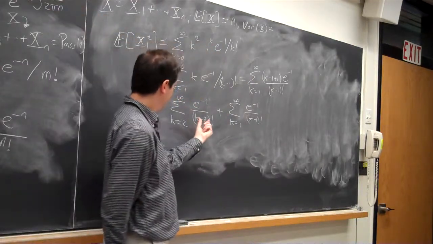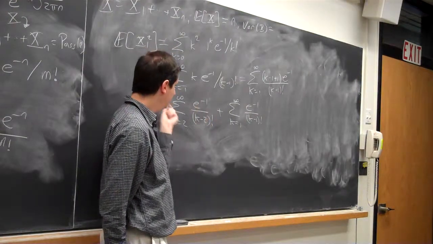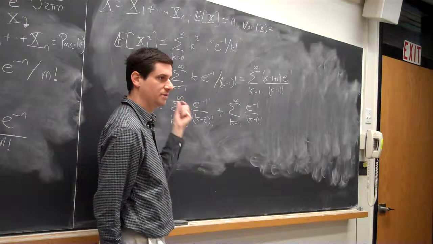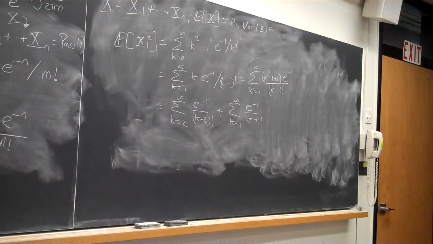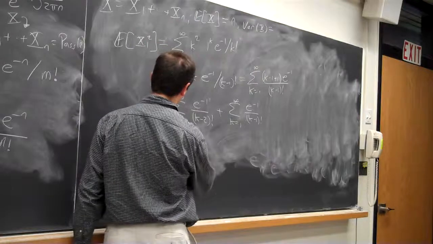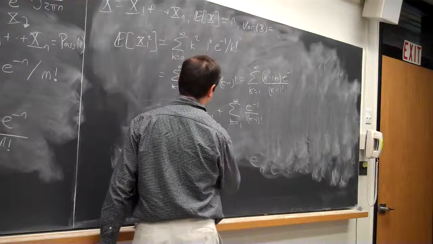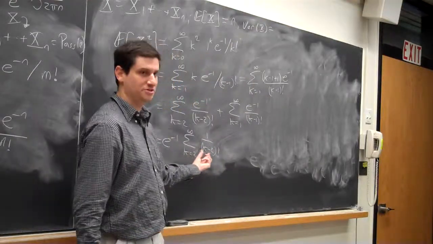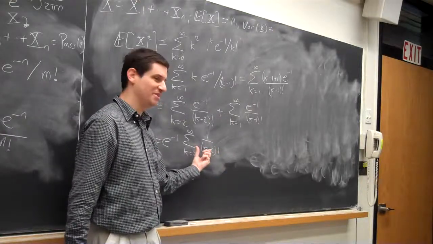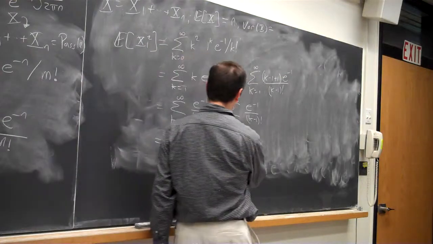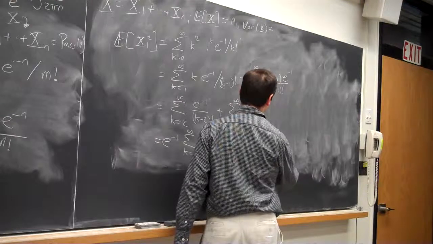What does this sum equal? I can pull out the e to the minus 1, and what do I get? So if I pull out the e to the minus 1, I have a sum, k goes from 2 to infinity, of 1 over k minus 2 factorial. But if I shift my index, I've got 1 over 0 factorial, plus 1 over 1 factorial, plus 1 over 2 factorial, plus 1 over 3 factorial. What's this number? E. And the next one, I pull out an e to the minus 1, I have a sum, k goes from 1 to infinity, 1 over k minus 1 factorial.